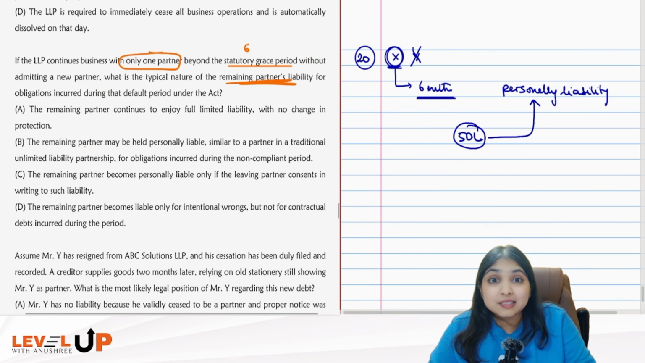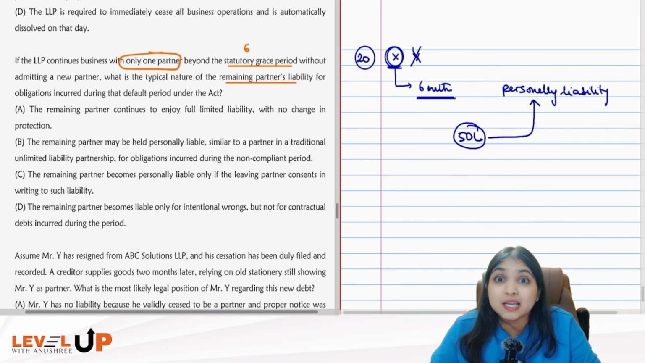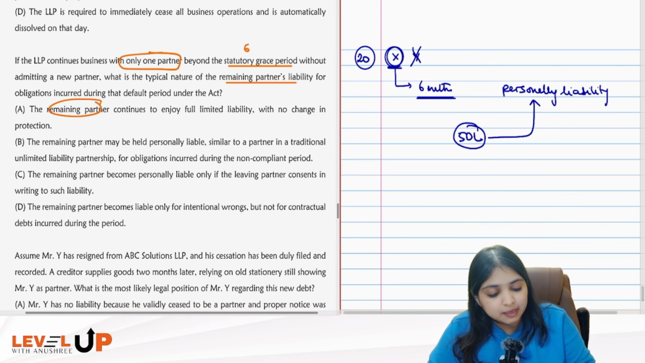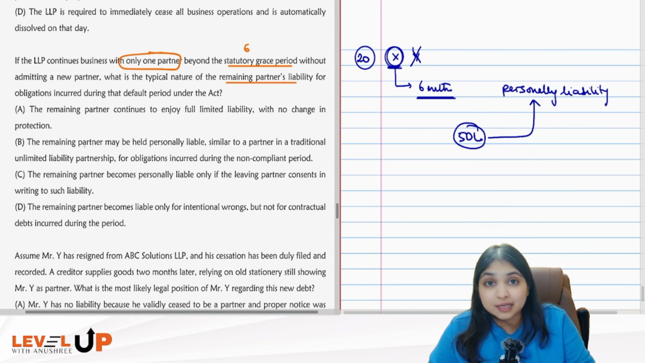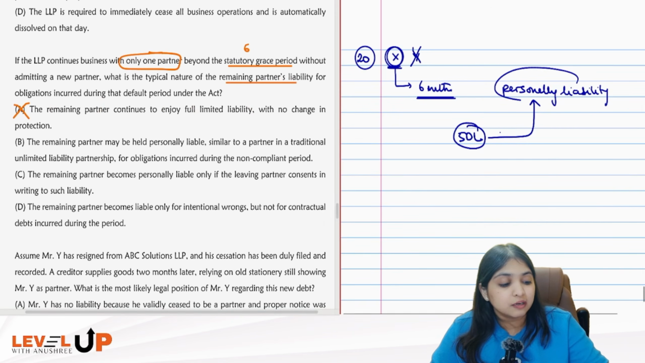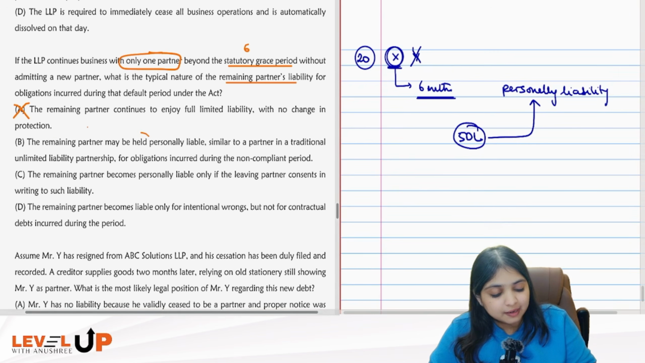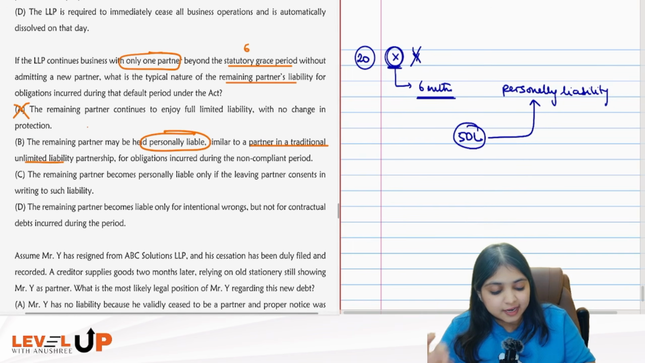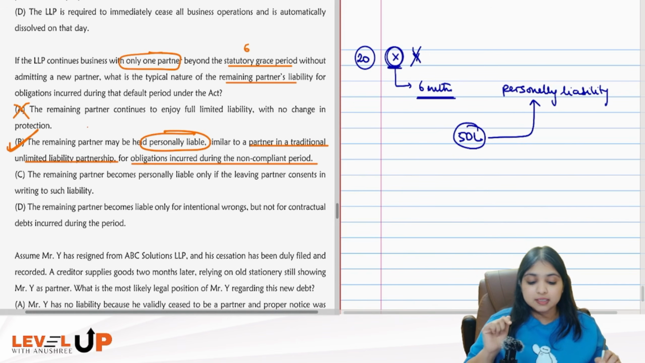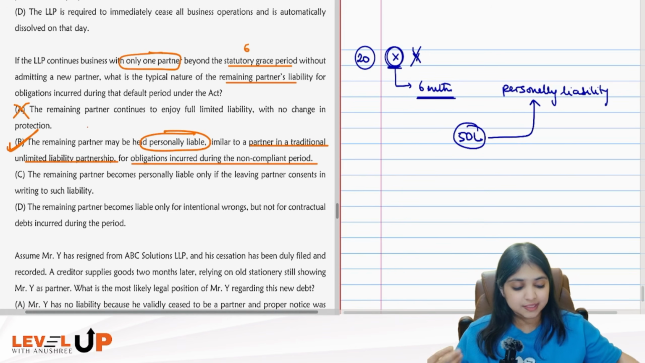The remaining partner's liability will become personal liability, unlimited liability. So, remaining partner continues to enjoy limited liability? No. Remaining partner will now become personally liable for LLP's obligations. Remaining partner may be held personally liable similar to a partner in a traditional unlimited partnership for obligations incurred during the non-compliant period. Option B. This particular partner will become personally liable.